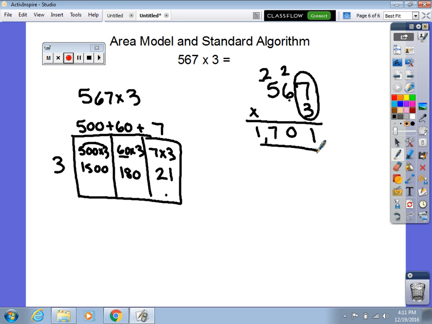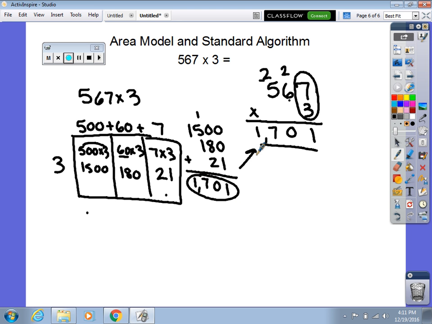I haven't gotten that far yet with my area model because my last step is to add. So I'm going to make sure that I add very carefully, aligning up my place values. So 0, 1, 10, 7, 1. And if I did everything correctly, this answer for the area model should match my algorithm.